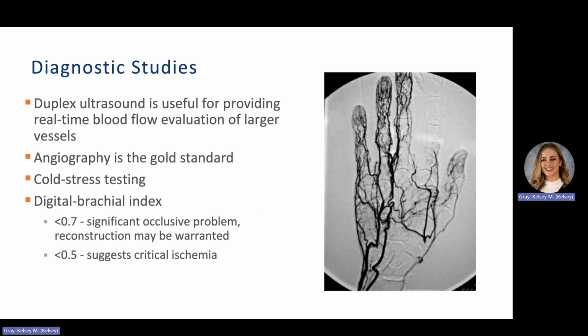The photo on the right shows an arteriogram of a patient with recent ischemic symptoms in the thumb and index finger who had suffered thrombosis of the radial artery in the snuff box with subsequent embolization to the thumb and index fingers.